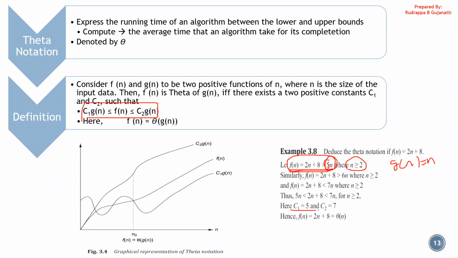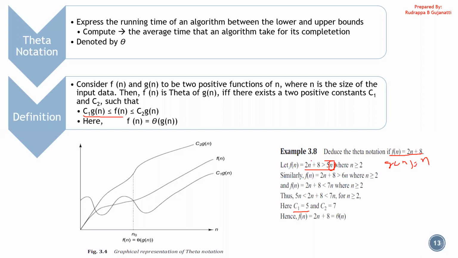Since C1 and C2 are considered as 5 and 7 respectively, please make that change. So g of n is n, f of n is 2 times n plus 8. Now what I have to do is check for these two conditions. I'll check whether f of n can be greater than or equal to c1 times g of n. In this one, we are considering c1 as 5.